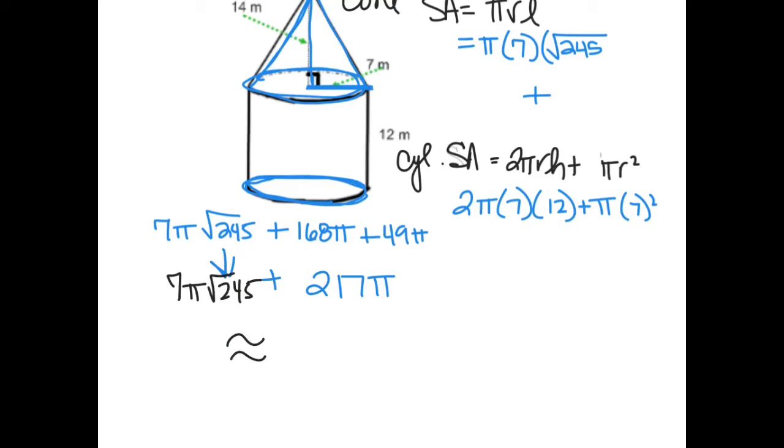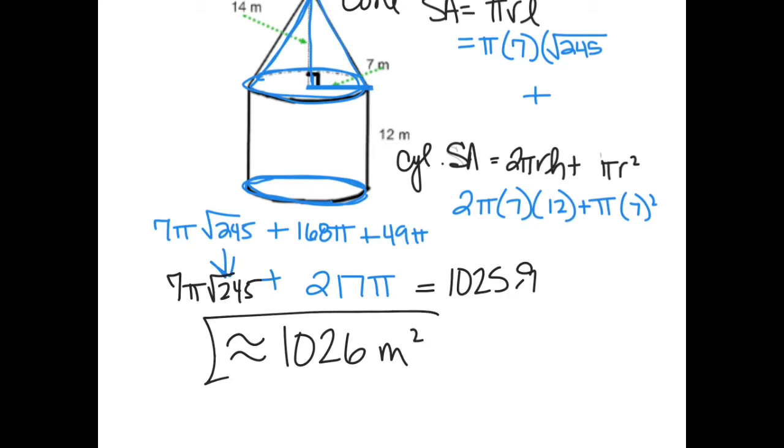So to the nearest tenth, 7 times pi times the square root of 245 plus 217 pi equals 1,025.9 meters squared.